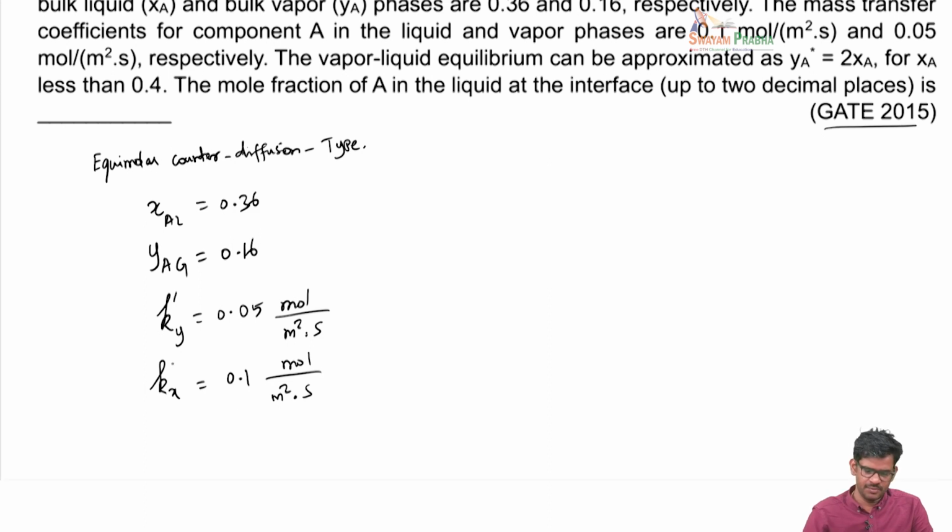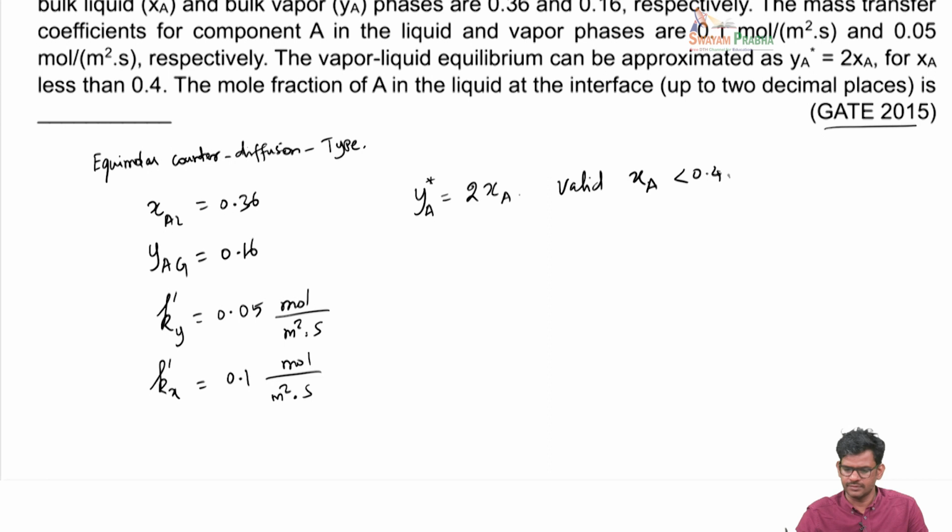Yes, I should use a prime here because it's an equimolar counter diffusion type, and the units are in the units of flux, so it's in mole fraction units. The concentration should be in mole fraction units, so this should be fine. The vapor liquid equilibrium can be approximated as YA star equals 2XA, and this is valid only if XA is less than 0.4. Otherwise, it's not linear anymore. It's maybe linear only for part of the composition.